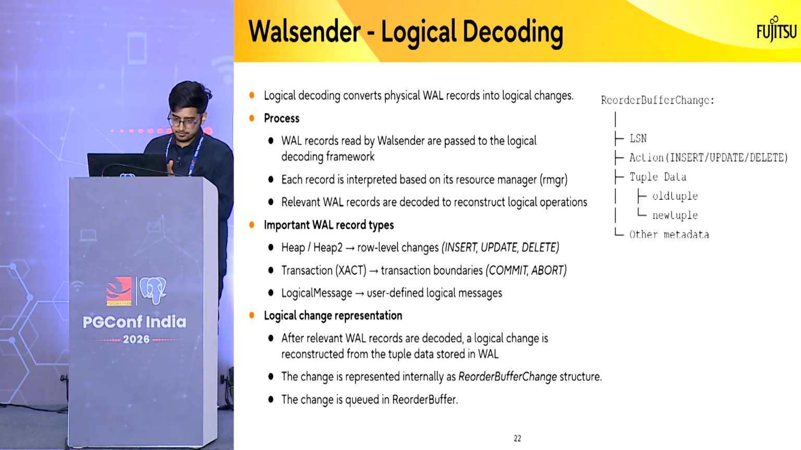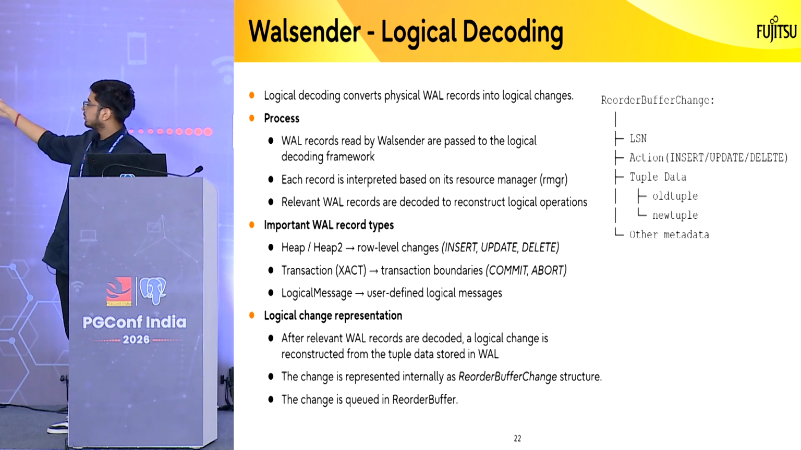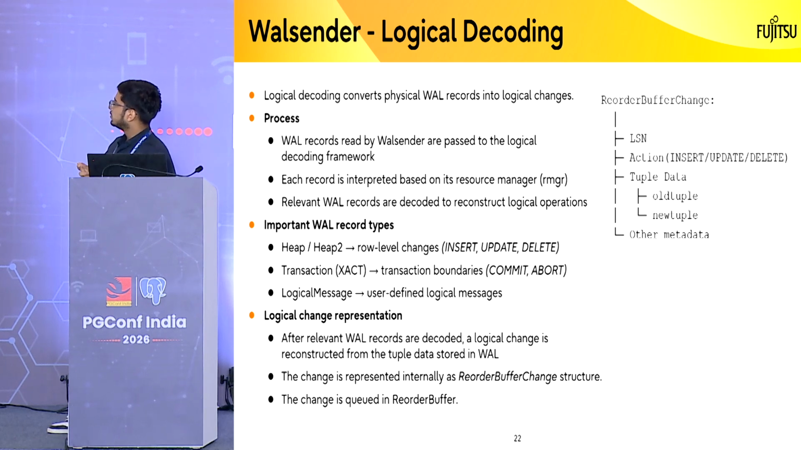Now after the WAL records are decoded, a logical change is constructed from the tuple data. So raw tuple data is converted into a logical change, and it is stored inside the reorder buffer change structure. I have already shared a high level view of how it looks. These are some important fields this reorder buffer change has.